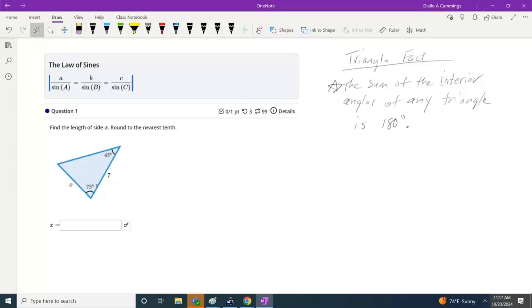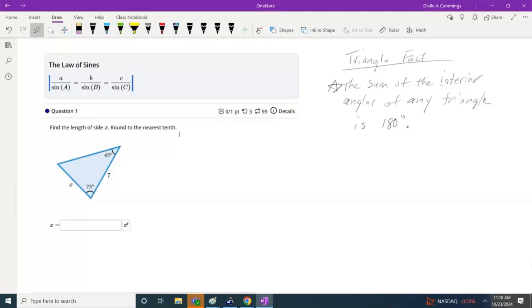So in these problems, we can't use the Pythagorean theorem, right? If you know 2 sides, in order to find the third side, we can't use the Pythagorean theorem because there is no right angle. The law of sines and the law of cosines will account for that. It says find the length of side x, and they want us to round to the nearest tenth.